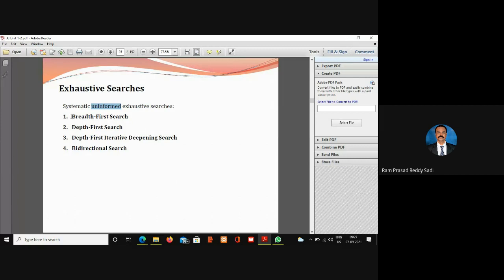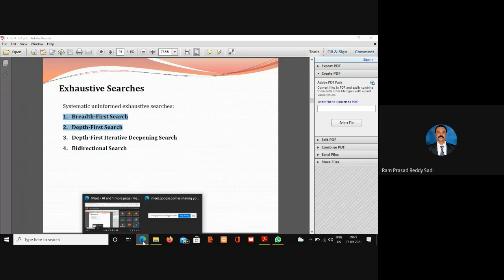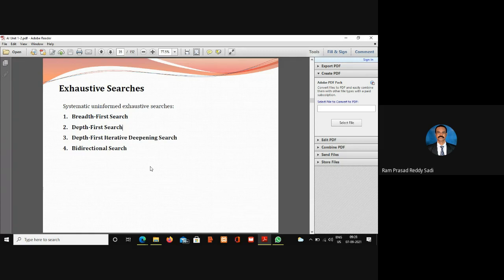Out of these 4 searches listed here, you might be comfortable with the first two: the breadth first search and depth first search. Anyhow, I'll discuss this, but since you are well aware of this concept which you have learned in data structures, I'll not get into depth of those topics. I'll quickly go through this because I hope you can understand those concepts.